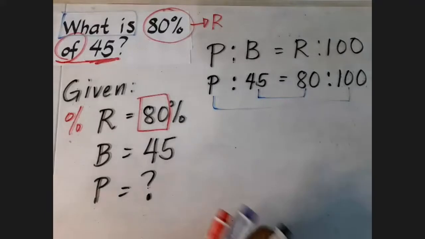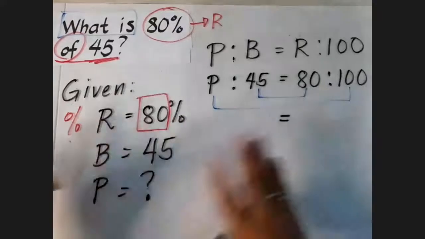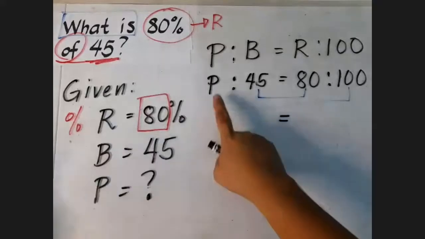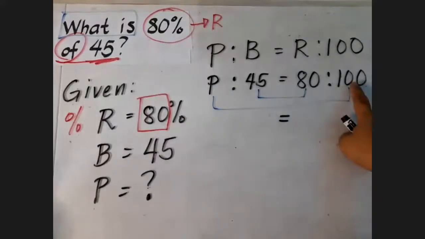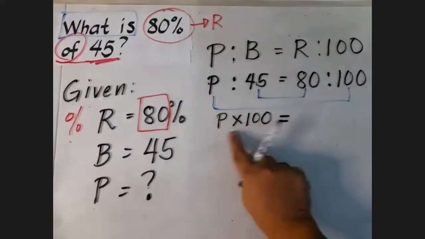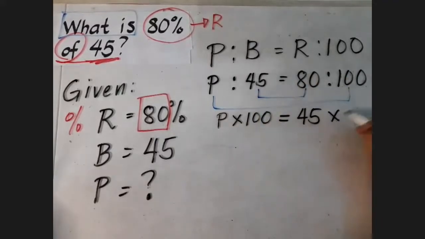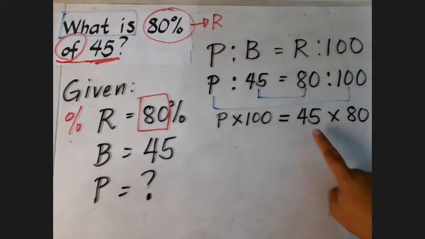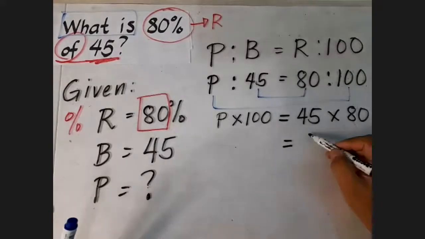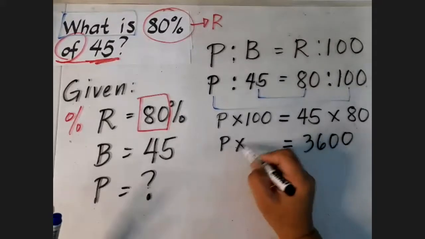Now, to organize our solution, yung unknown ilalagay natin sa kaliwa. Okay? Ang unknown natin ay yung letter, which is P. So, P is multiplied to 100. We have P times 100, yung extremes, and then the means, 45 times 80. What is now 45 times 80? It's 3,600. And that is P times 100.